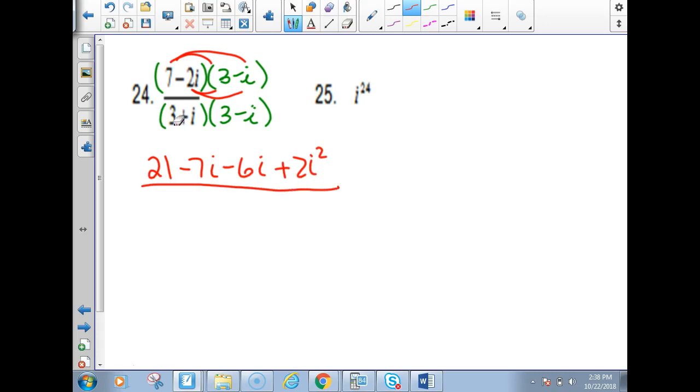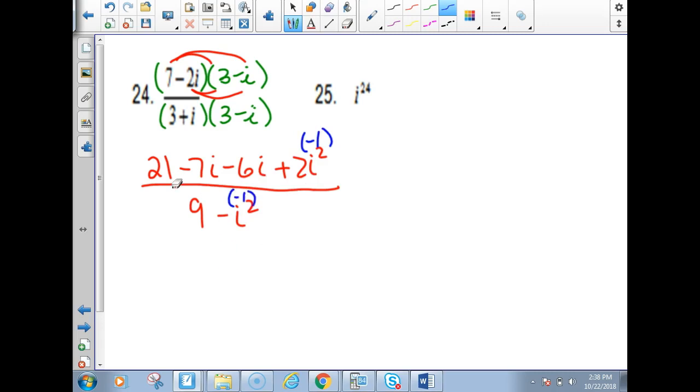In the denominator, 3 times 3, 9. And then we get a negative 3i and a positive 3i. That's why we're multiplying by this. The conjugate makes that middle term drop. So we won't have any i's in our basement, because i times negative i would be negative i squared. And we know that i squared is negative 1.